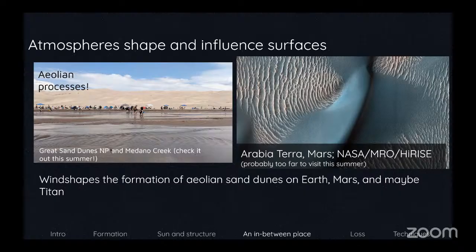Titan does have rocks, but they're probably made out of water ice. So we really don't know what is making up these dunes. It's probably not regular silicate rock like on Earth. It might be small water ice grains and organics mixed in there. So this is a major question that hopefully the upcoming Dragonfly mission will address.